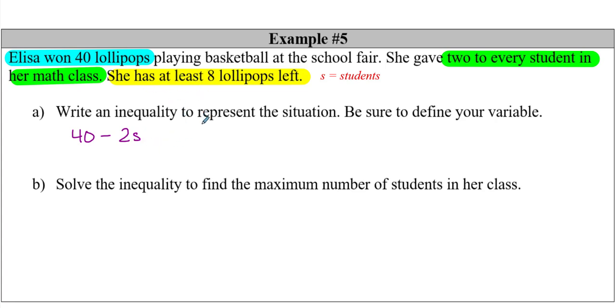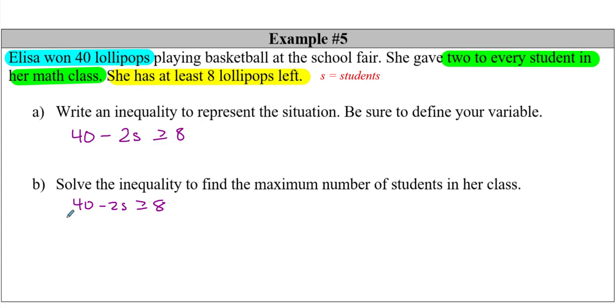And here's the trick. If we need at least 8 lollipops left, that means we can have 8 being the very least. We could have 9, we could have 10. So if we're making those numbers go up, we want to be greater than or equal to. All right, so that is our inequality to represent that variable. We defined it. We used S for students. Now we want to solve and figure out what is the maximum number of students we can have.